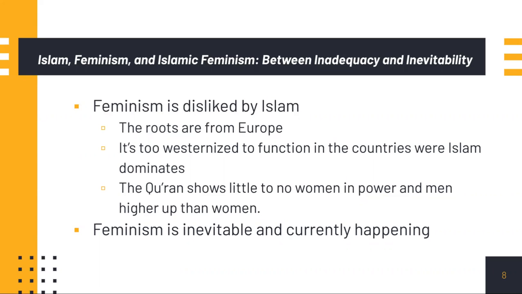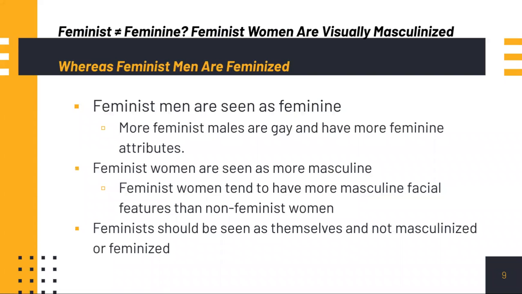Feminism is inevitable and currently happening. That's kind of what CDAT's main idea was, is that even though they don't like the term, it's what's actually happening and that it's inevitable. So the other one is feminist does not equal feminine. Feminist women are visually masculinized, whereas feminist men are feminized. So feminist men are seen as feminine and more feminist males are gay and have more feminine attributes.